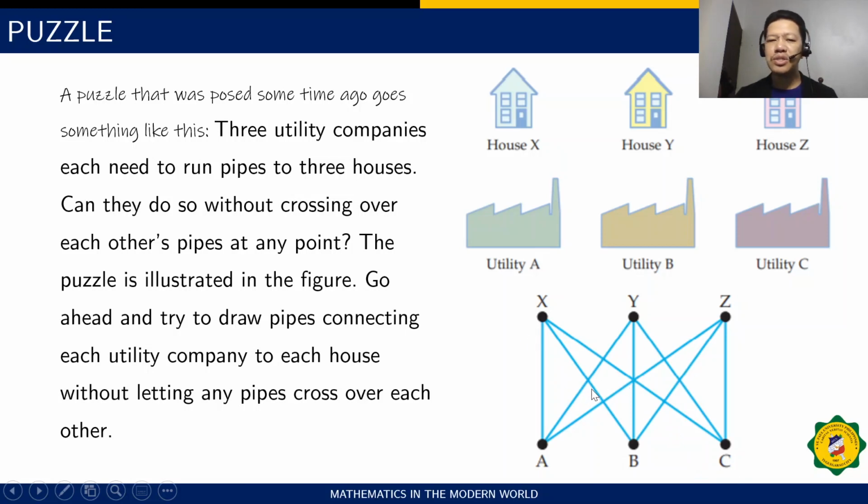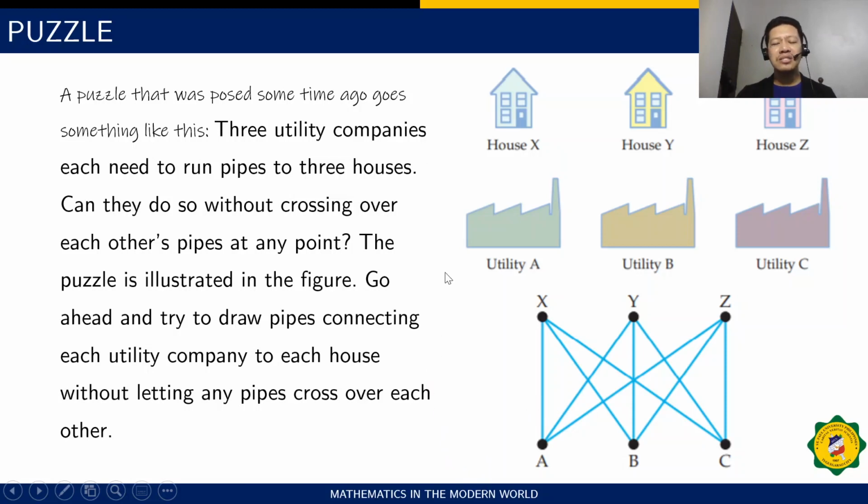So what you're going to do is to avoid the crossing over of the pipes here. You need to move this so that it will not cross over this line here. These are not intersections, it's actually crossing over. So can we avoid that?